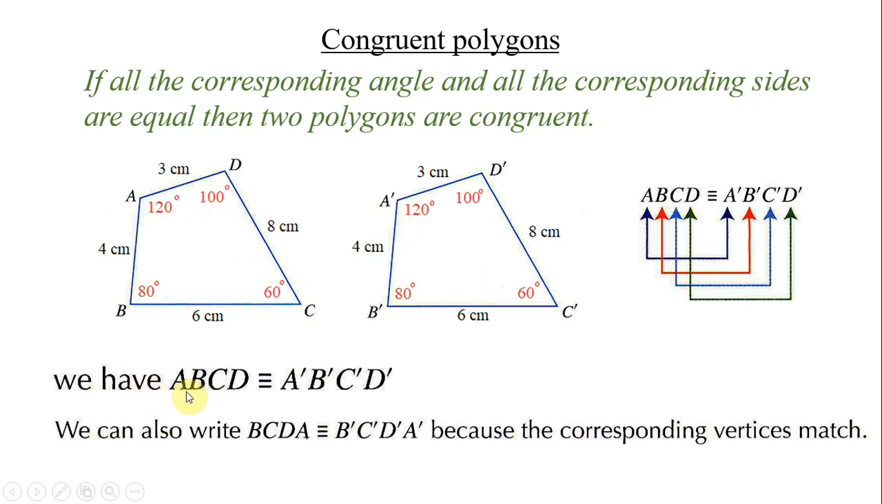So we write the statement of congruency that ABCD is congruent to A'B'C'D' in the order of correspondence. A is corresponding to A', B is corresponding to B', C is corresponding to C' and D is corresponding to D'.